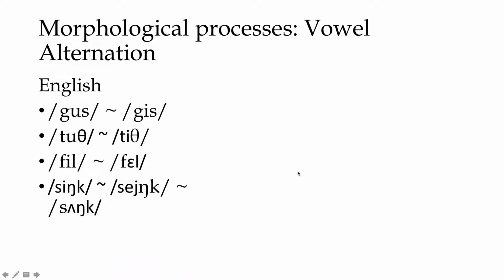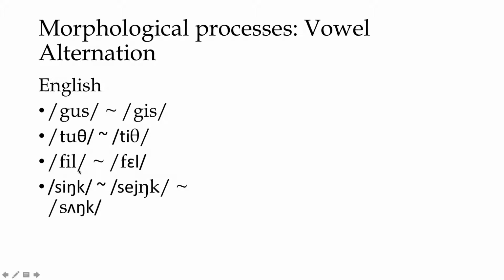Alternation would be sort of switching out one sound for another, keeping other things the same. We have this in English with plurals, where goose would become geese. I'm switching out the vowel for a different vowel. Tooth would become teeth. I'm switching out the vowel for another vowel. Past tense forms can be tricky in English. Vowel alternation is often part of what we do.